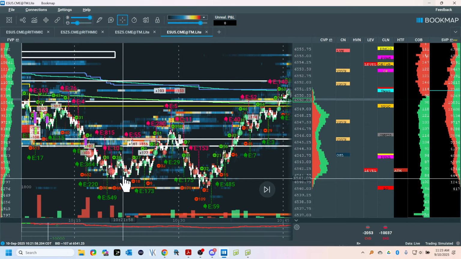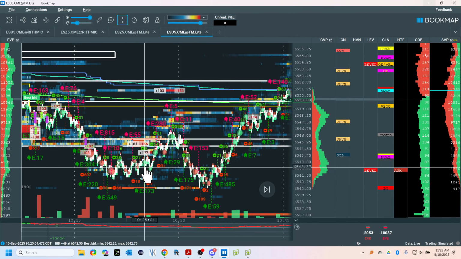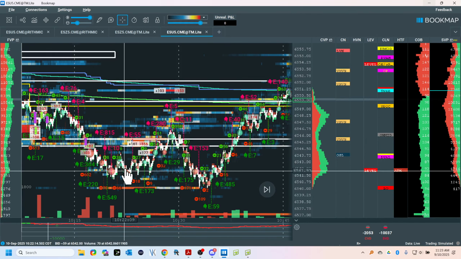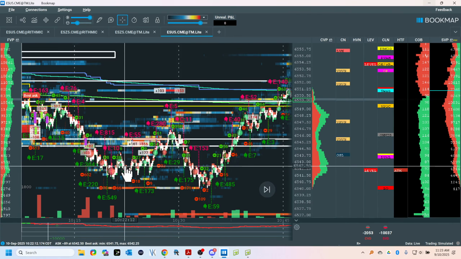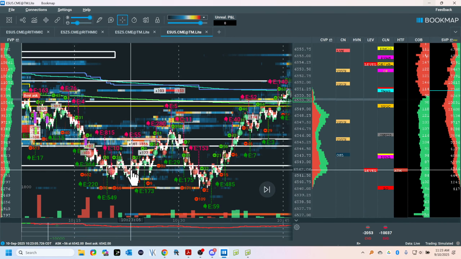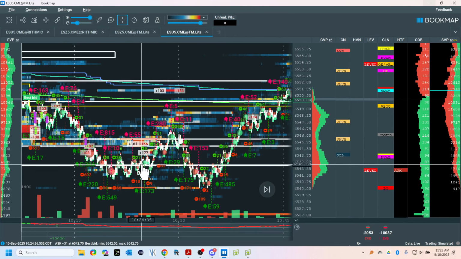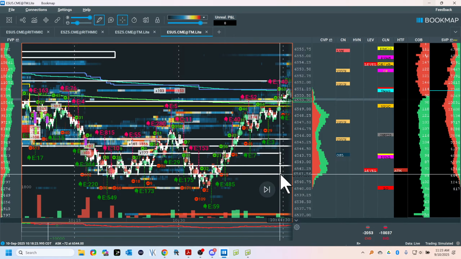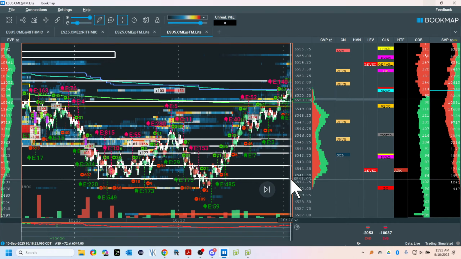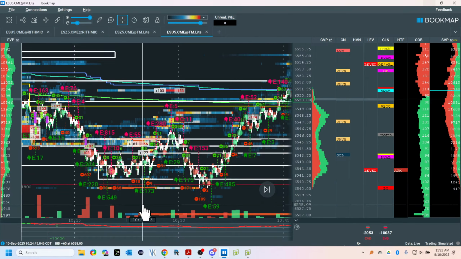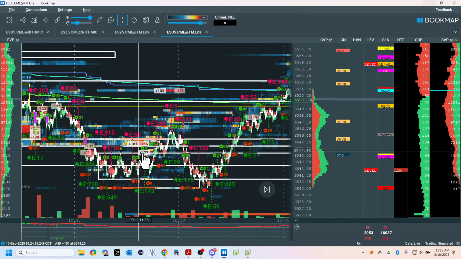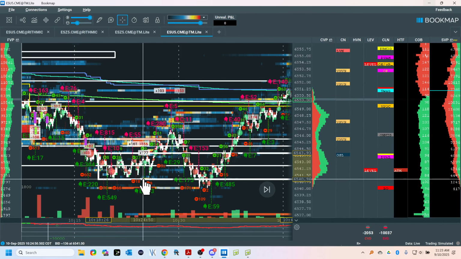Now, here's the other thing. Let's assume you bought it here. This is your location. Sellers are there. Buyers are here. Let's put our high volume node right here. Chop, chop, chop, chop. Break high. Now, let's look at this. I want to show you this. So this is the trigger. So this is the trigger, break high, test. This is a long. Your stop must go under here.